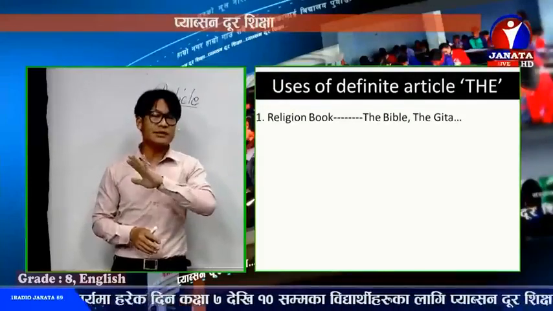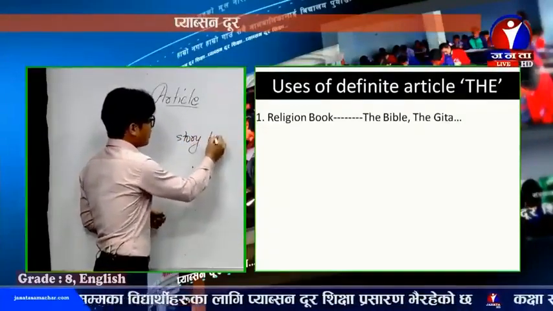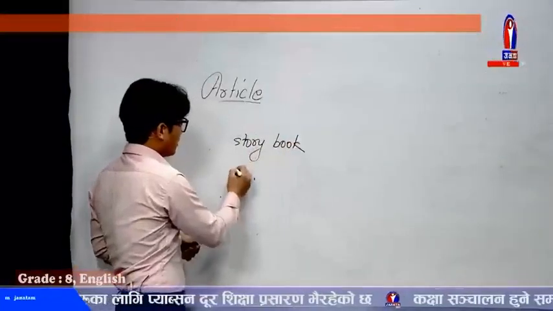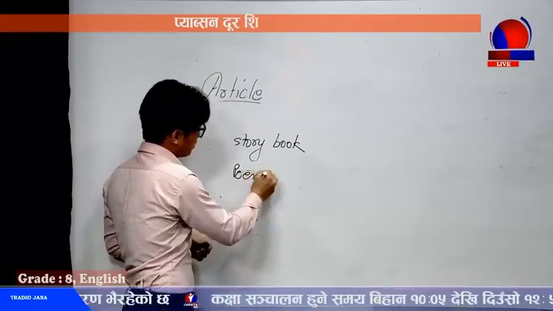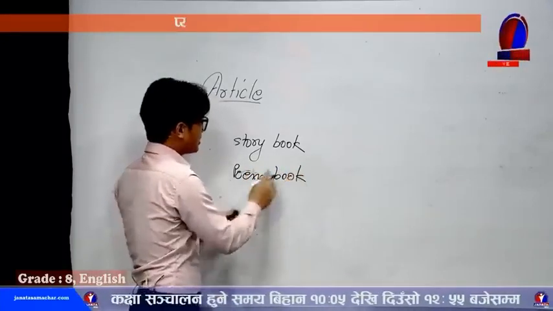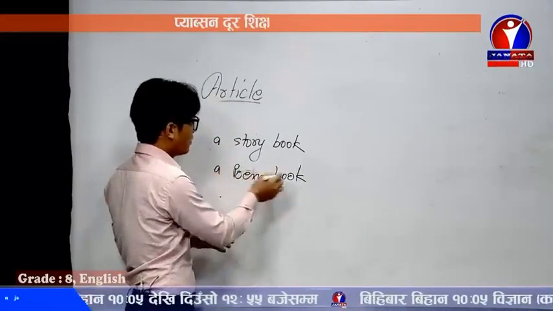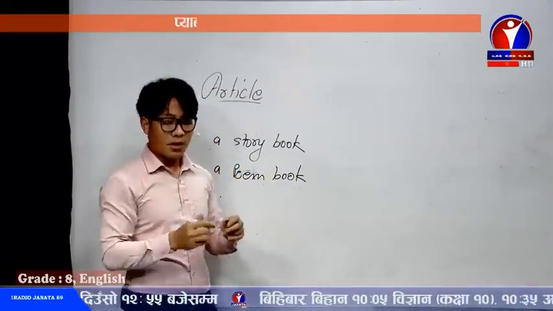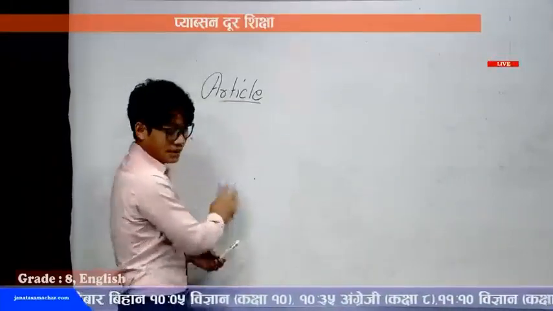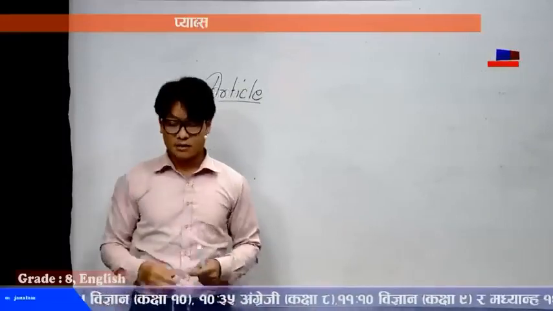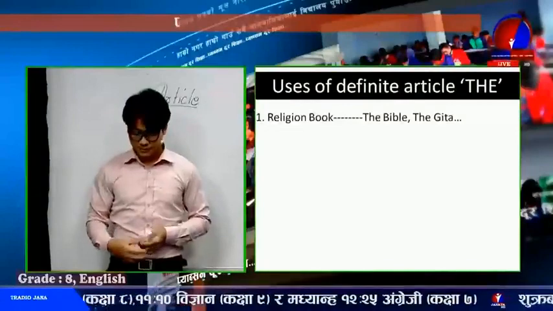But if there's a simple book, like a story book, or you can say a poem book, when there are such simple names of a book, then we write a story book or a poem book. We write like this. But when there is a religion book, then we write the article. Like, once again, the Bible, the Gita, the Quran, the Ramayana.